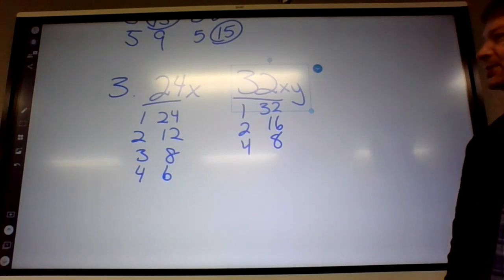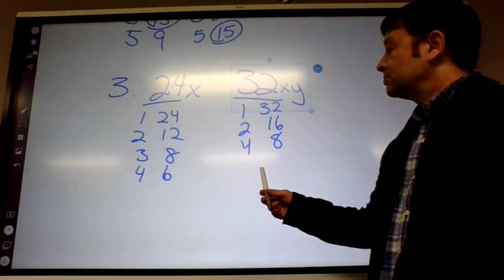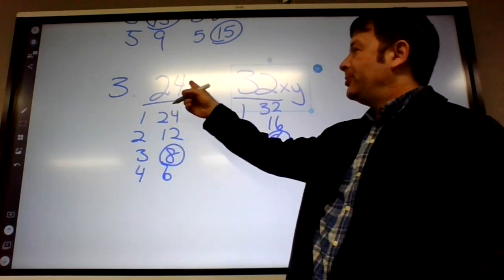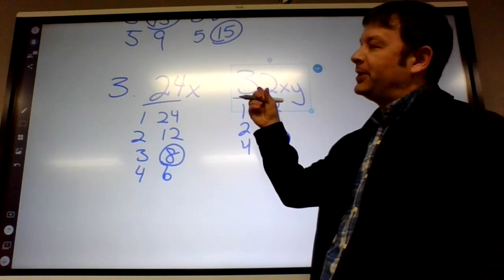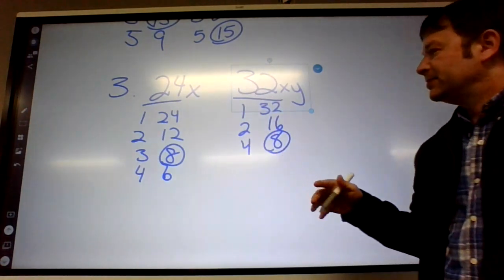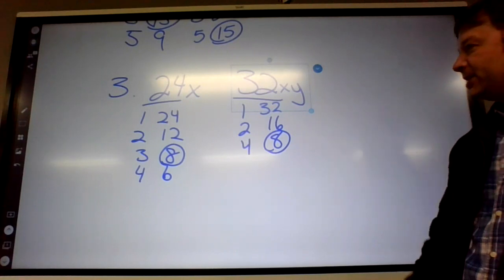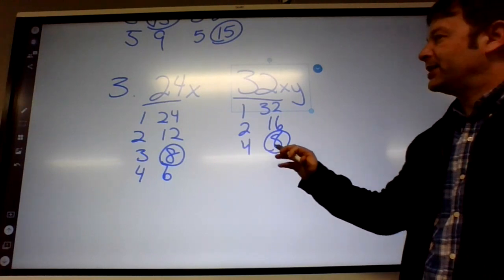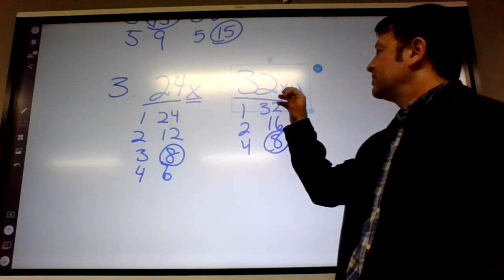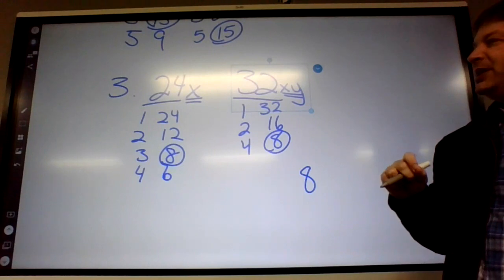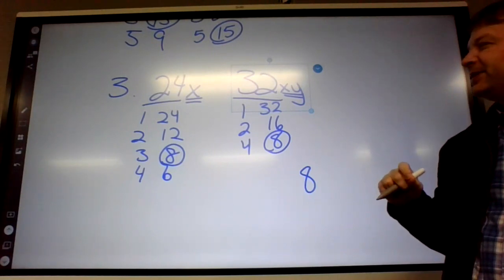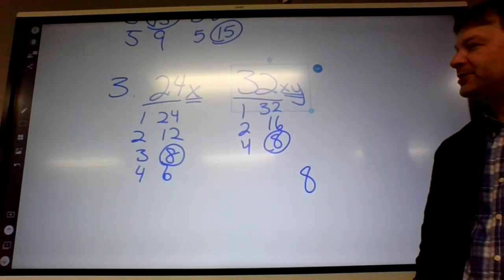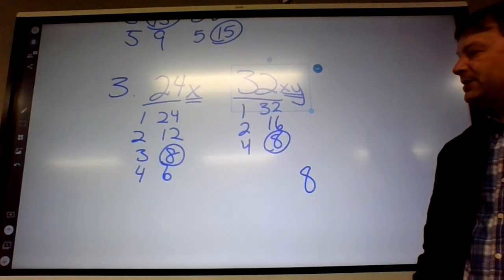So what's the greatest common factor for 24 and 32? 8. Some of you might have known that already. If they're 8 apart, the biggest common factor that could be is 8, because the 8s go up by 8. So 8's part of the answer. How about the x and y? The greatest common factor is something that can multiply into both of them. Yeah, it's going to be x.